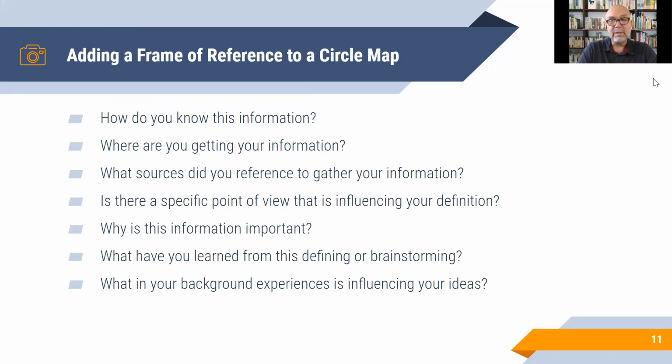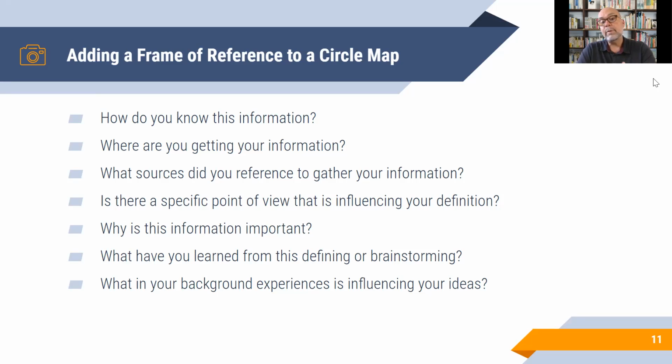How do you know this information? Anytime somebody completes a circle map, they can answer that question after they're done. Where are they getting the information? That might be a question they want to ask before they even complete the map. What sources did you reference to gather your information? Same sort of question. Is there a specific point of view that is influencing your definition?